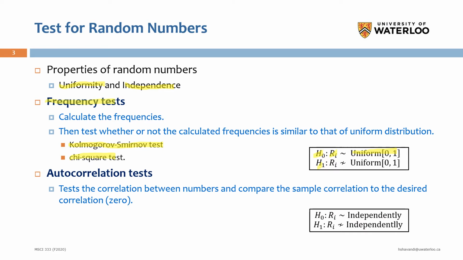For independence, we have an autocorrelation test. Again, we have this hypothesis: H0 is that the random numbers are independent of each other, and H1 is against this hypothesis. Here we have a method to calculate a criterion and then test it against 0 to see if there is any correlation between the random numbers.